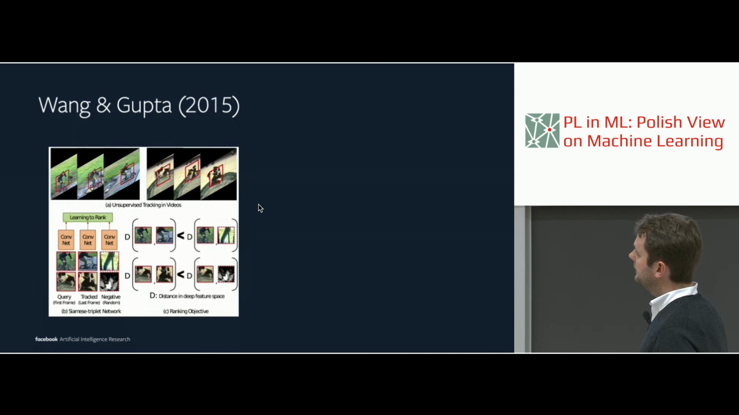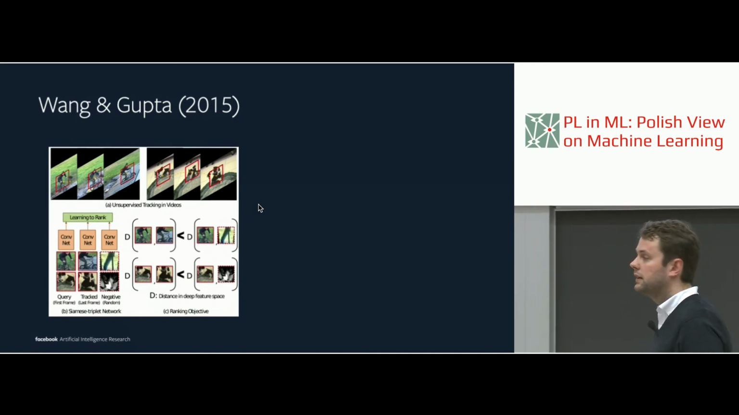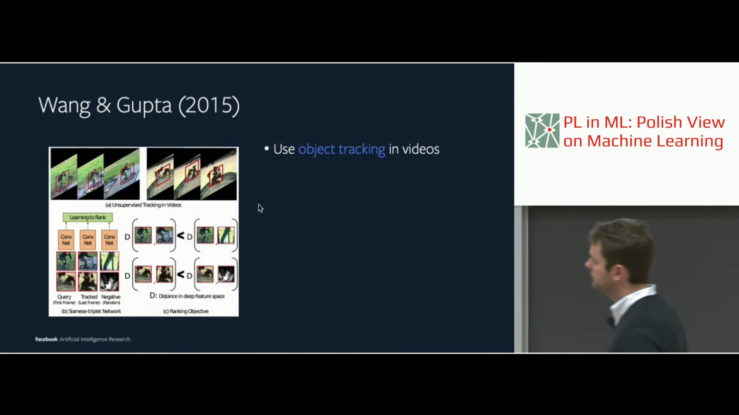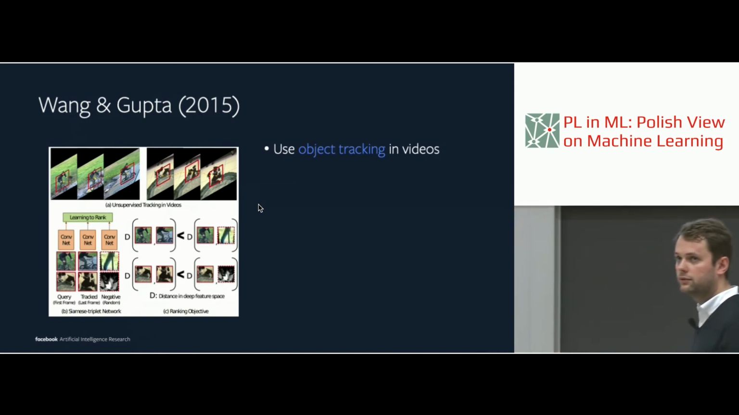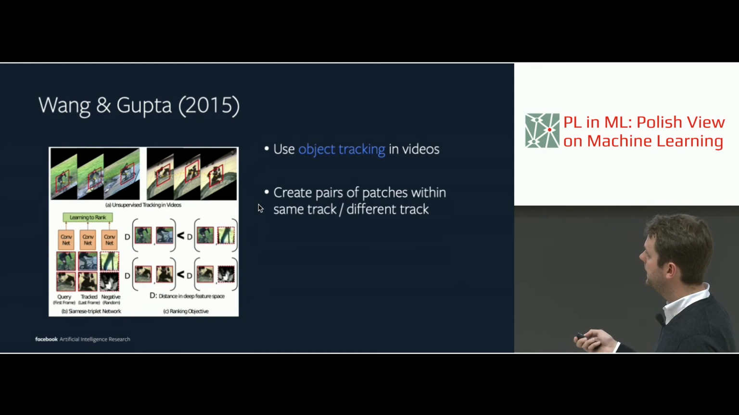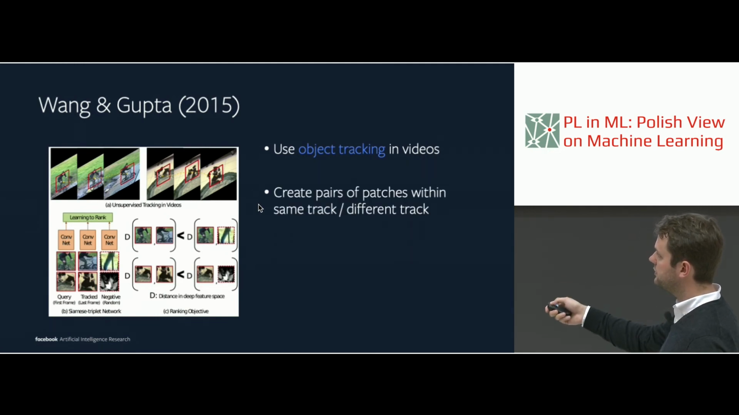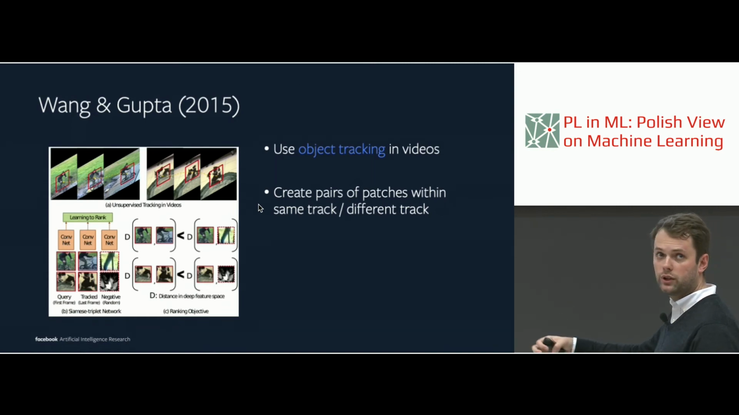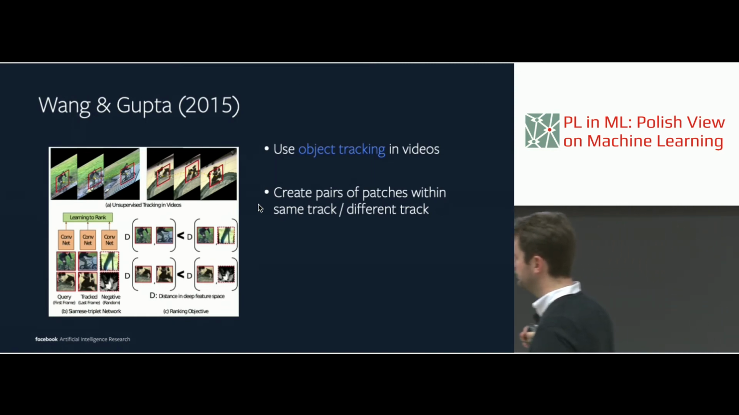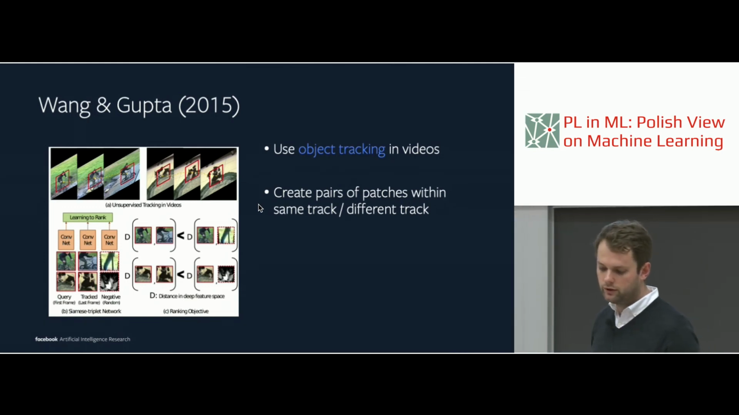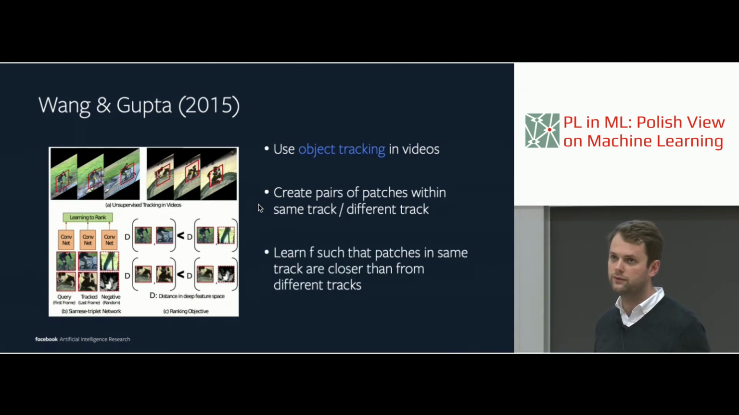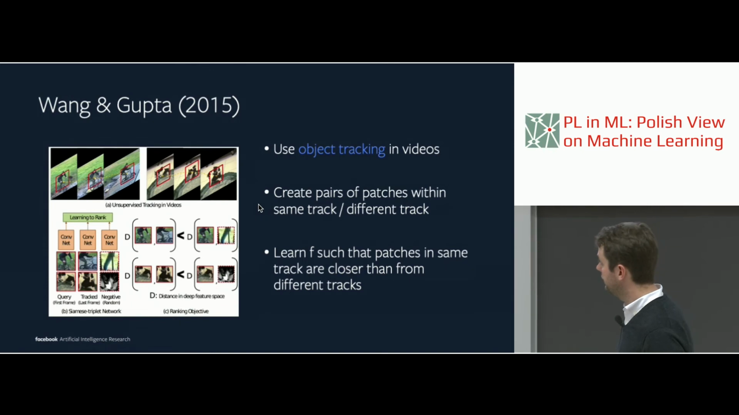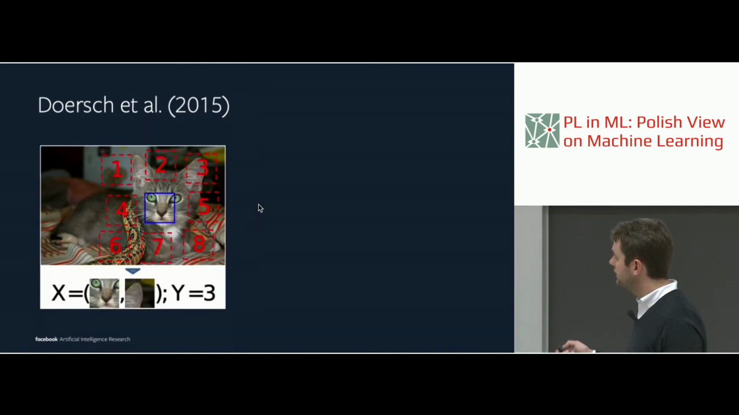The first one is work by Wang and Gupta in 2015, in which they use object tracking in videos. If you have two videos with object tracks in them, you create pairs of patches, either from the same object track in a video or from two different tracks in two different videos. You learn a function such that patches from the same object track are close together in the feature space, and patches from different tracks are pushed away. So that's one method.